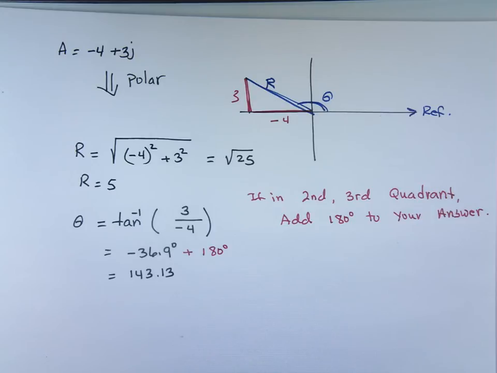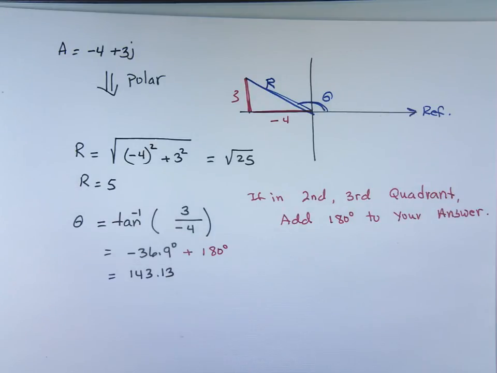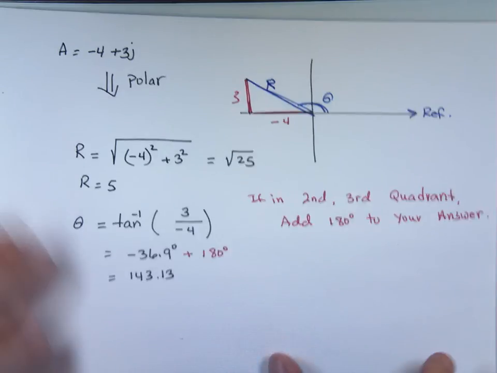So that's how we go from rectangular to polar, and you can go from polar to rectangular. How do we go from polar to rectangular?